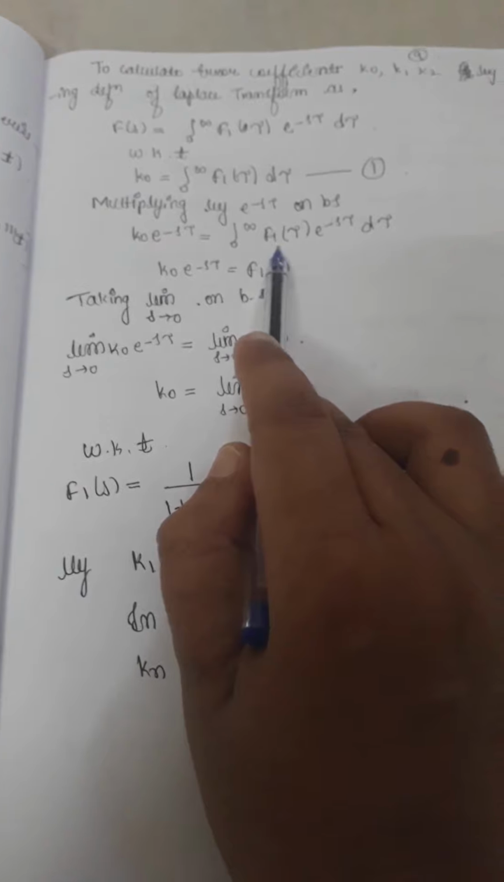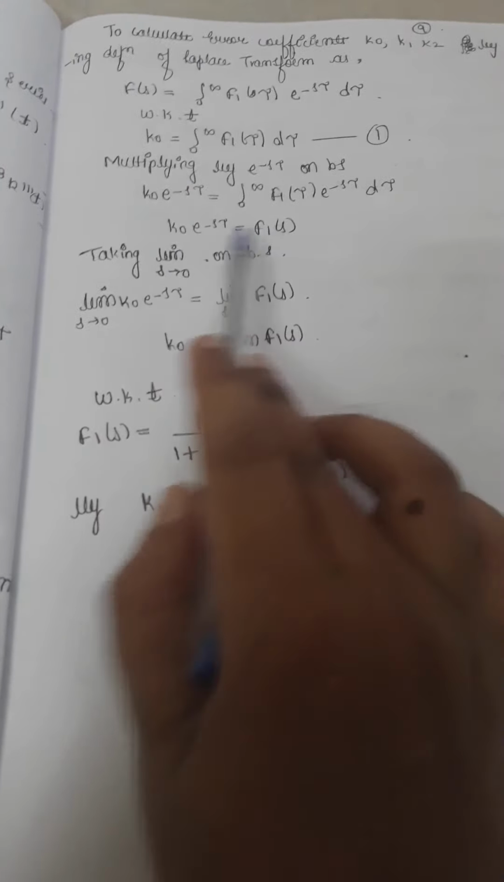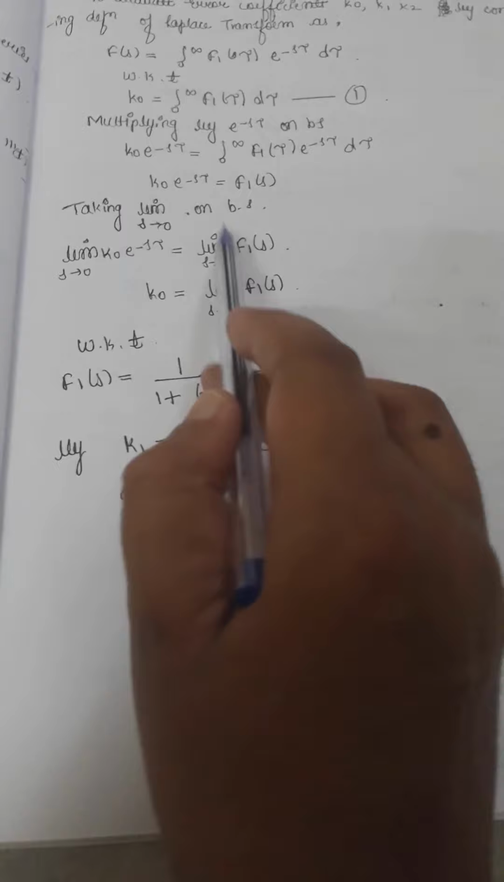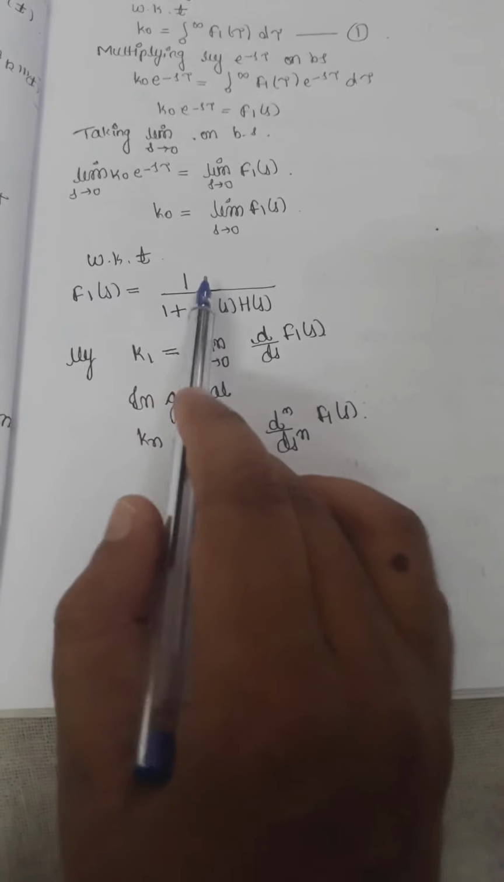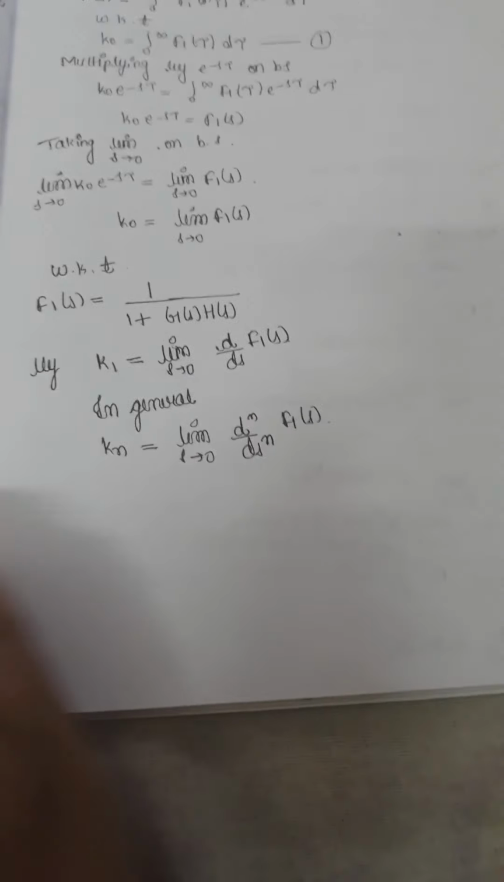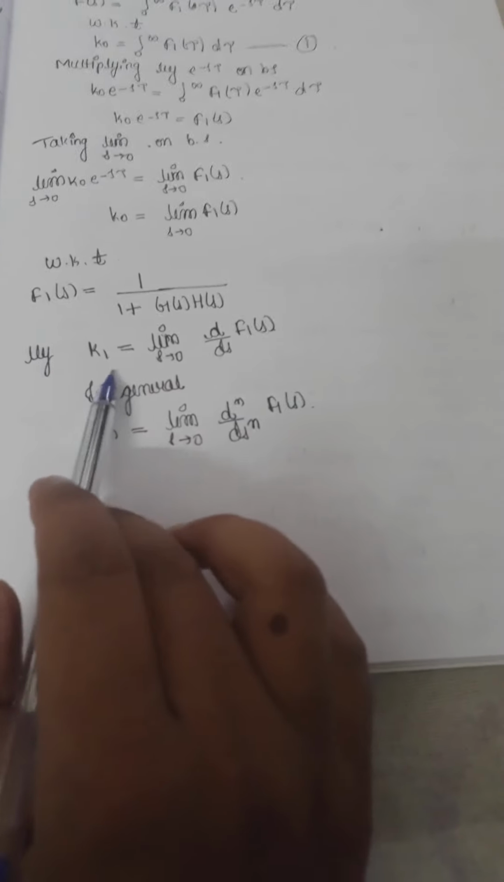So here f1(tau), I will replace by f1(s). Taking the limit on both sides of the above expression, we can write k0 is equal to the limit s tends to 0 of f1(s). So this limit gets cancelled, and k0 can be written like this. f1(s), we know from the previous expression, is 1 divided by 1 plus G(s) H(s), because we considered f1(s) equal to this and f2(s) equal to this while starting the derivation.